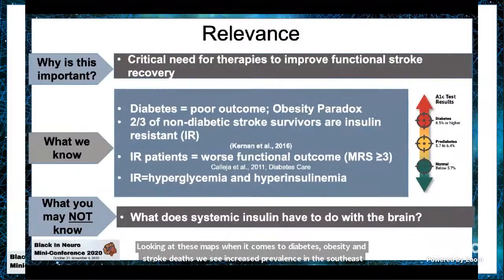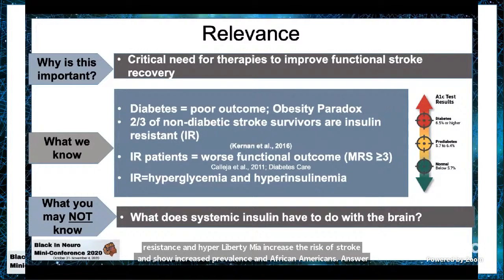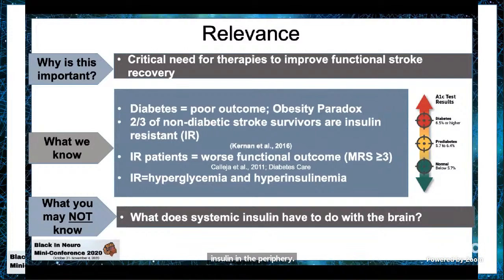So why is this research important? Well, there is a critical need to improve stroke therapies. Currently, what we know is patients with diabetes, obesity, and insulin resistance have worse outcome following stroke. Insulin resistance is characterized as hyperglycemia and hyperinsulinemia and is associated with increased circulating insulin in the periphery and decreased circulating insulin in the brain.